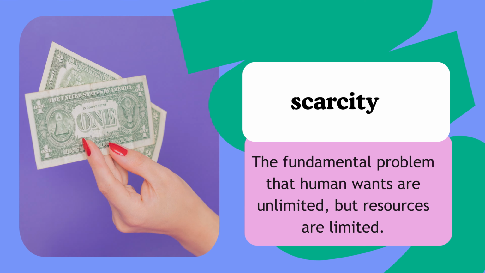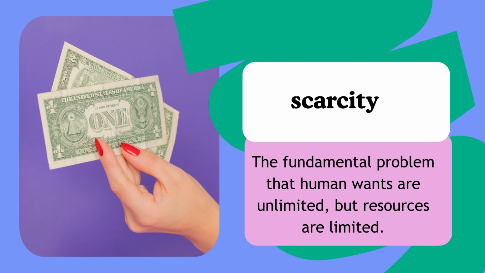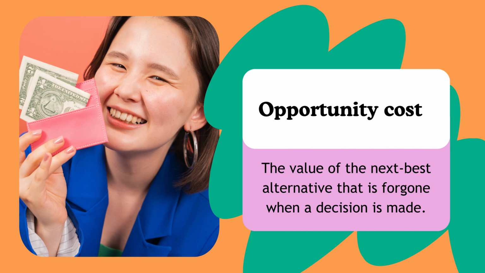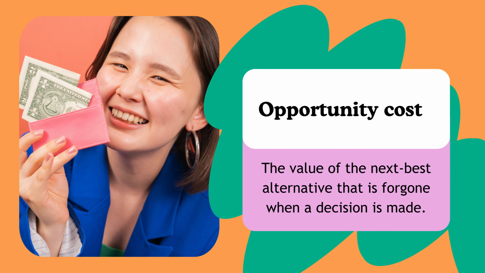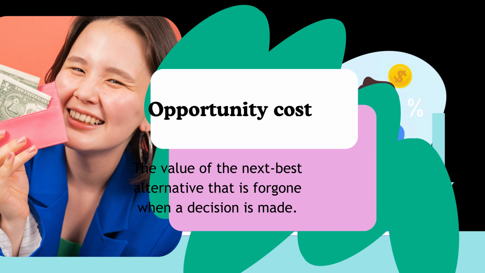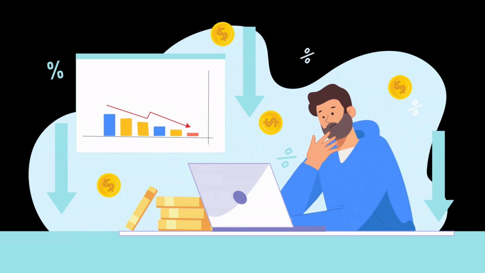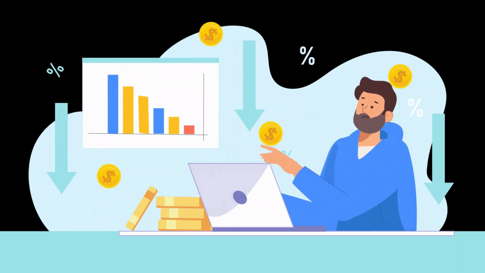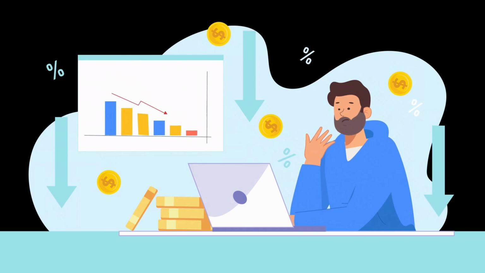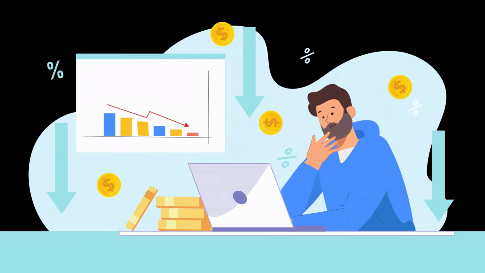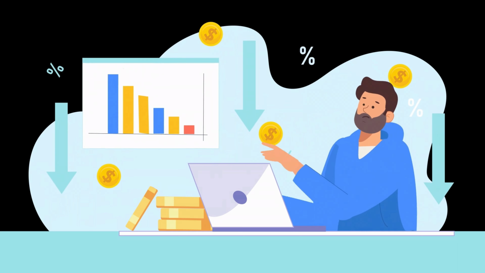Scarcity and opportunity cost. Two big ideas we need to grasp are scarcity and opportunity cost. Scarcity simply means there isn't enough of everything for everyone to have all they want. It forces us to prioritize. And because of scarcity, every choice we make comes with an opportunity cost. That's the value of the next best alternative you didn't choose. For example, if you spend your last $10 on a pizza, your opportunity cost might be the movie ticket you could have bought instead.